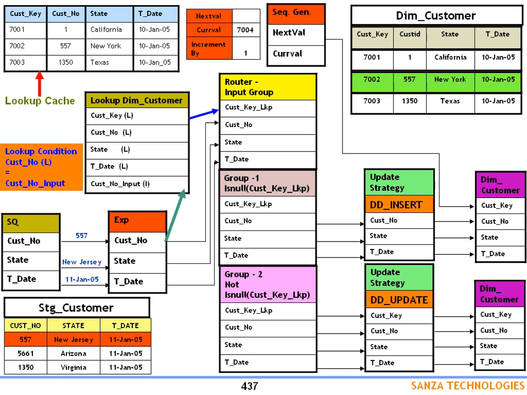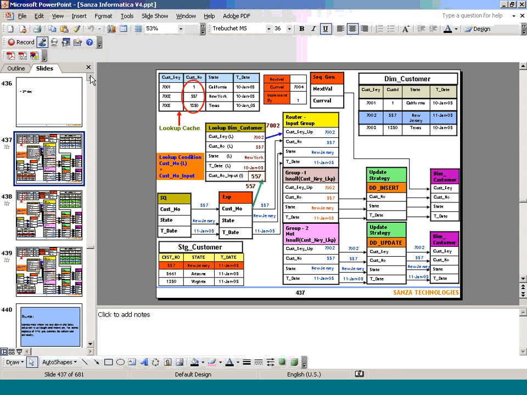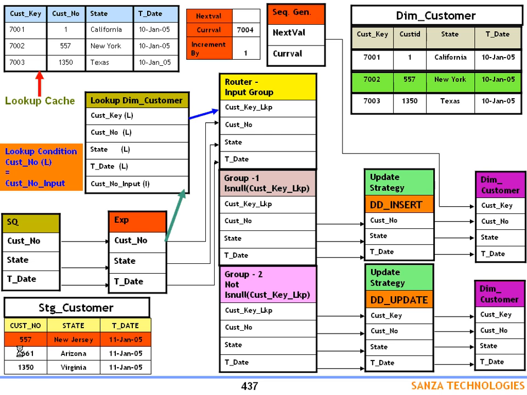Second day, please observe it very carefully. Second day, what happened? That is where a lot of people get confused. What happened when I executed it? This staging data is in my staging table. I extracted it, 11th January data. Whatever data is there in my dimension customer table, the lookup went and brought the data into the cache. The lookup fired the select statement onto the dimension customer table.